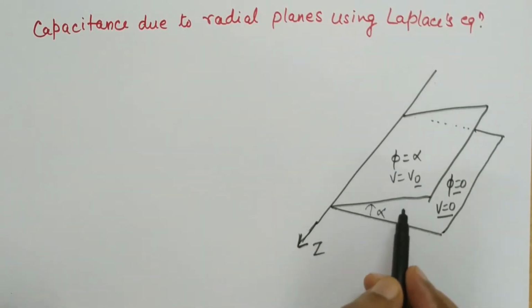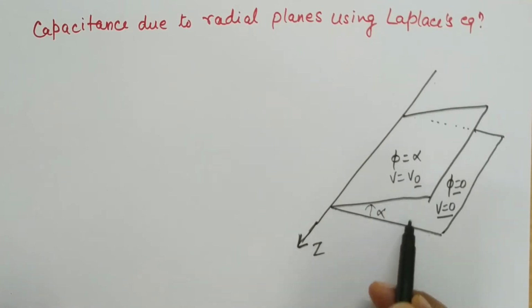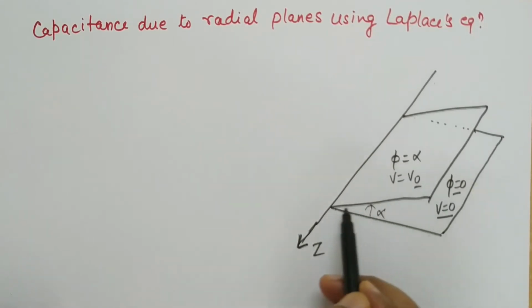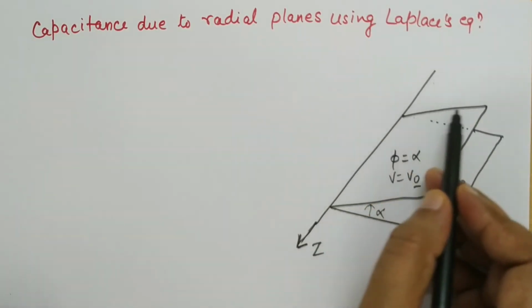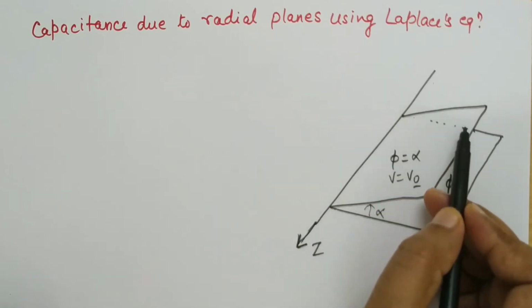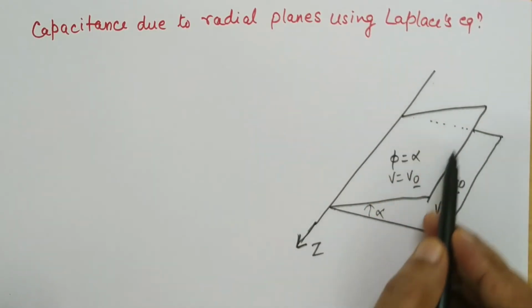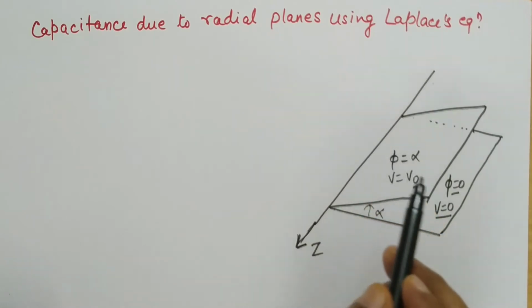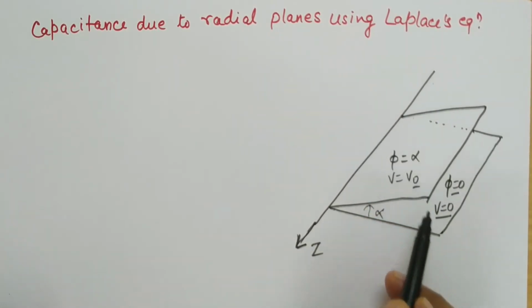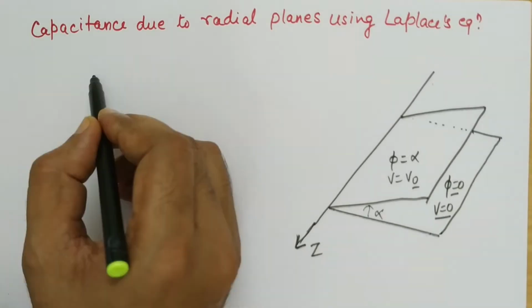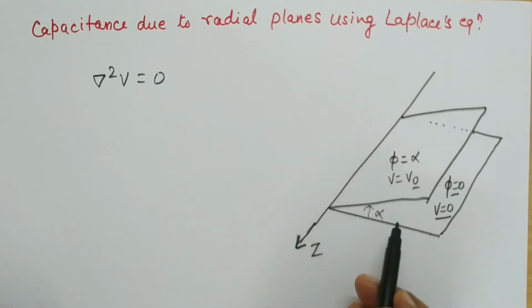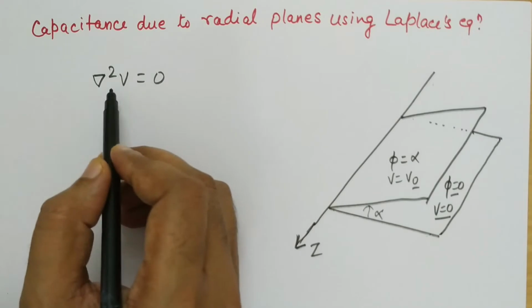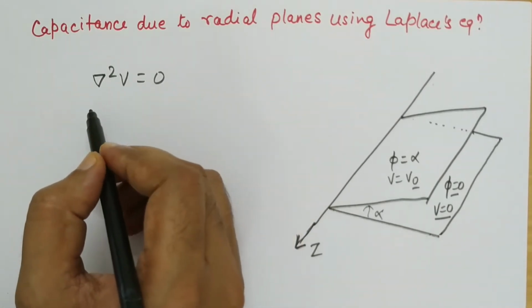We can find out that the potential is varying in the phi direction, not in the rho direction, because in the rho direction we have an equipotential surface. If we are moving on any of the planes in the rho direction or z direction, we will have the same potential. But if we move in the phi direction, the potential is varying from 0 to V0 by moving from 0 to alpha angle. We can apply the Laplace equation to find out the capacitance due to this, and we know that the Laplace equation is del square V equal to 0.